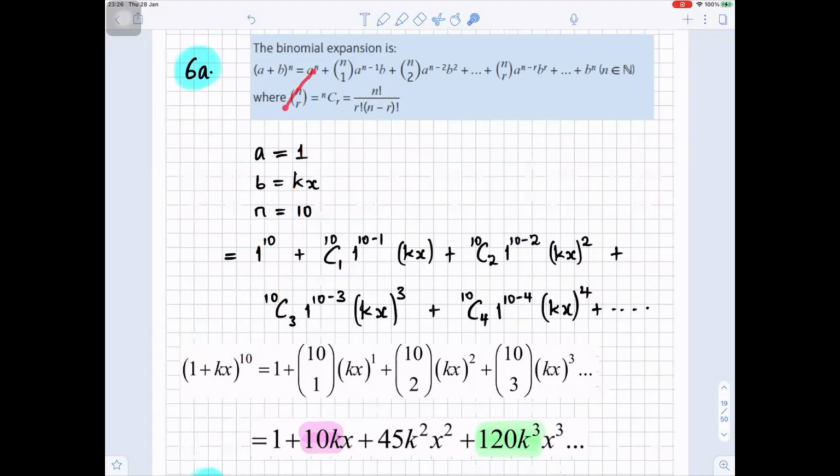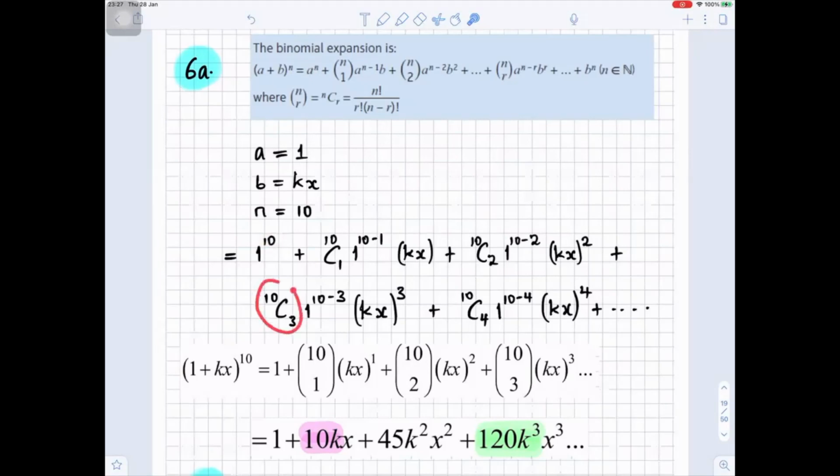So we would have 1 to the power 10, 10 combination 1, 1 to the power 10 minus 1, which gives you 9, and then kx. 10 combination 2, 1 to the power 10 minus 2, and then kx squared. 10 minus 2 is 8, 8 plus 2 is 10. 10 minus 1 is 9, 1 plus 9 is 10. The powers must add up to 10.